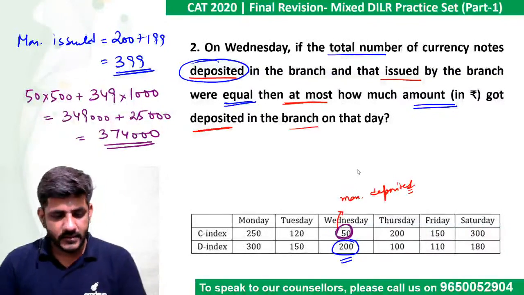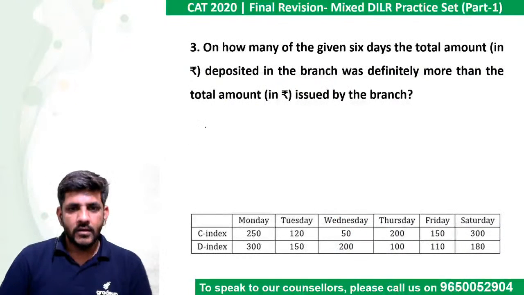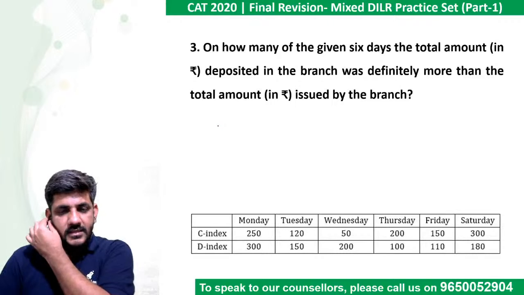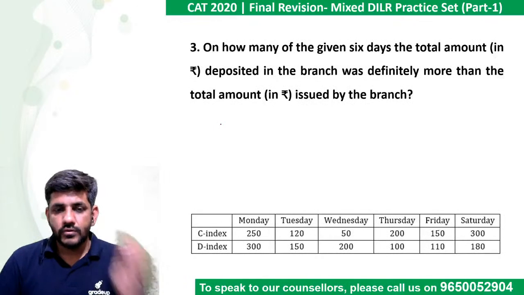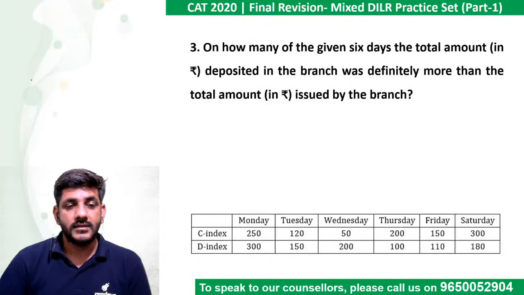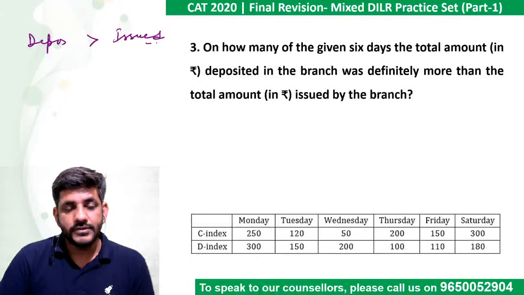Bhavya says clear. चलिए आगे बढ़ते हैं. The next question: on how many of the given 6 days the total amount deposited in the branch was definitely more than the total amount issued by the branch? ठीक है. He says the amount deposited is definitely more than the amount issued.